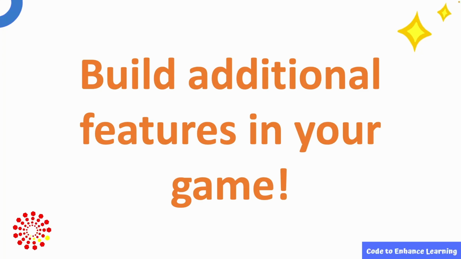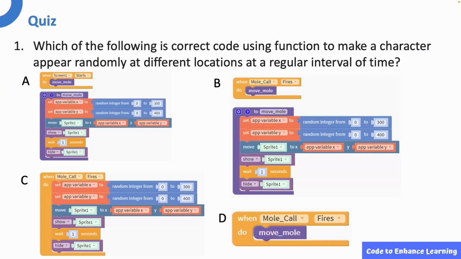Now, let us do a recap of the concepts we have learned today. Which of the following is correct code using functions to make a character appear randomly at different locations at a regular interval of time? The answer option is B. Hope you got that right.